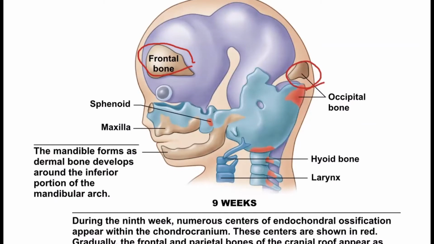Remember, the frontal bone is the most anterior bone of the cranium. The occipital bone is the most posterior bone of your cranium. Temporal bones and parietal bones lie along the side. You can see the mandible and the maxilla starting to develop here too, starting to fill in and become ossification. See your hyoid bone starting to develop. Your larynx, trachea, all starting to develop. This is at week 9.